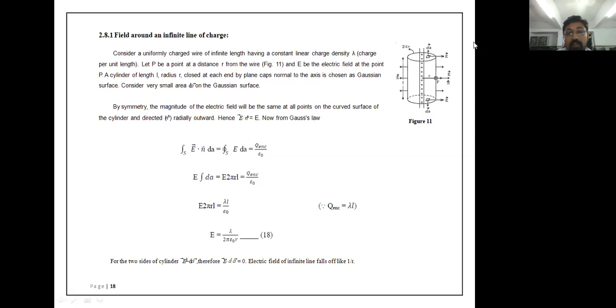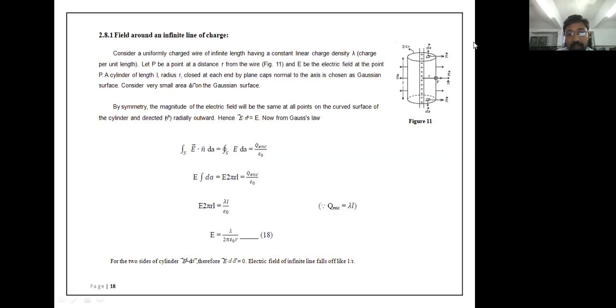So E dot n is equal to E, because both are in the same direction, therefore the angle theta between them is 0, and E dot n is equal to E cos theta, where cos 0 is 1, so its value is E. Now from Gauss's law, we apply the equation, that is, integration over surface S of E dot n cap dA. Here n cap is the area vector, E is the electric field, and dA is the area that we choose.